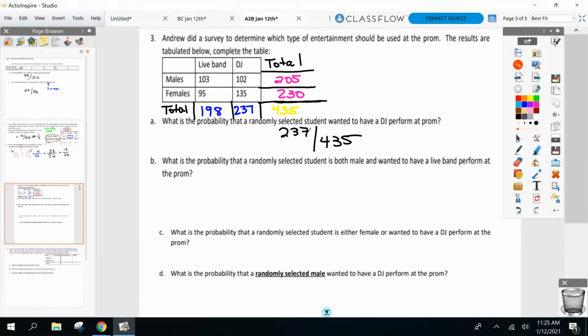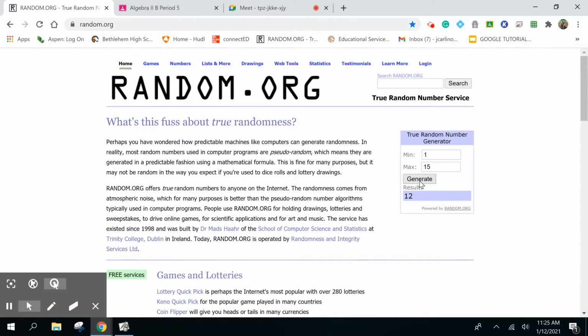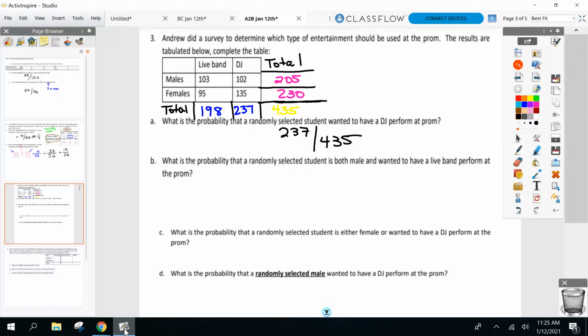Probability a student is both male and wanted a live band. Now I'm getting real specific here. Male and wanted a live band. So where should I go in my table for this one? You don't see the word or there, so no adding or subtracting. I want male and live band. Dan, here we go. Male and live band, how many of them are there? 103. Out of 435. Okay. Everyone good on where that came from?